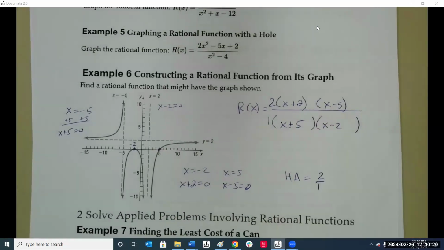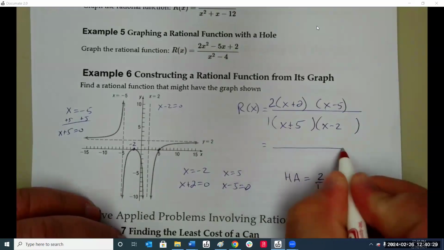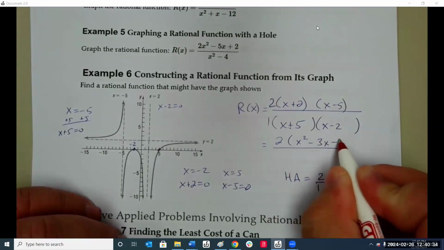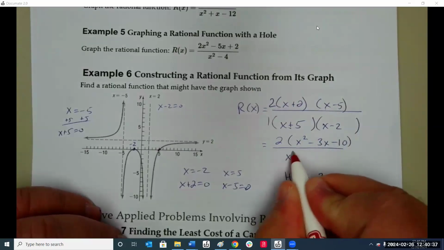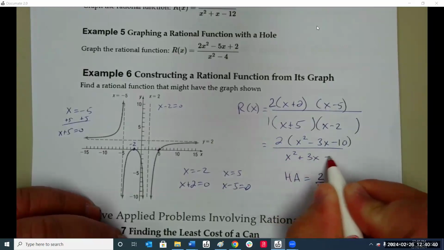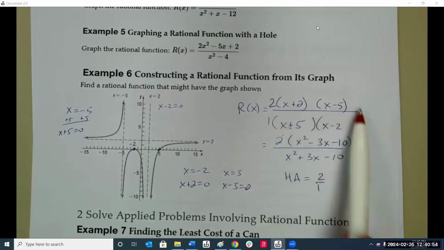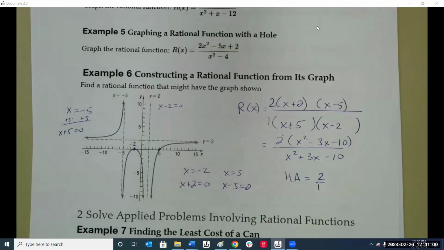We could multiply these out, of course, and that'll give us a better picture. But that could work. In other words, we have 2 times (x squared minus 3x minus 10) over (x squared plus 3x minus 10). And then we can distribute that. I don't know how the computer wants the answer. If it was just me, I'd be happy with this, because that way you can look at it and tell me where the x-intercepts and the vertical asymptotes are.